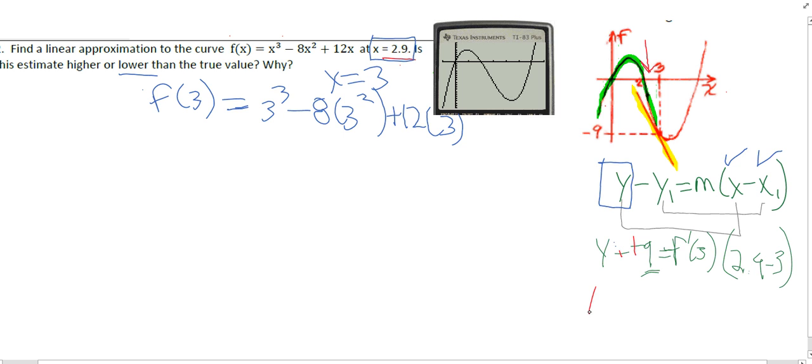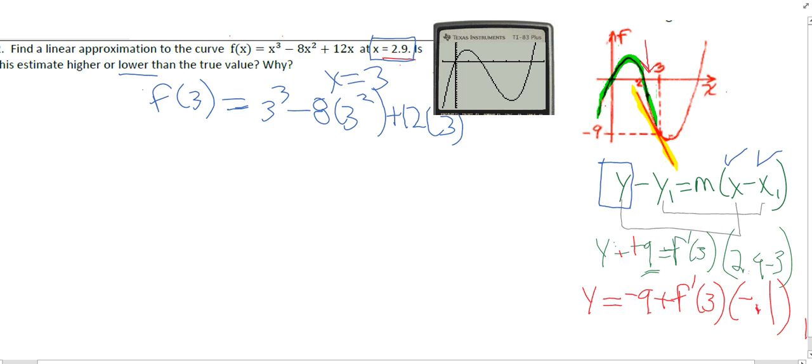So let's go ahead and move everything over so we can just solve this when we're ready for it. 2.9 minus 3, of course, gives us a negative 0.1. Okay, so all we need to do now is to find the derivative and then evaluate it at 3.